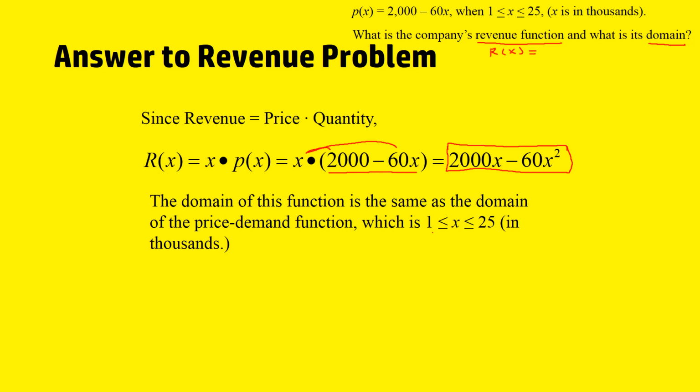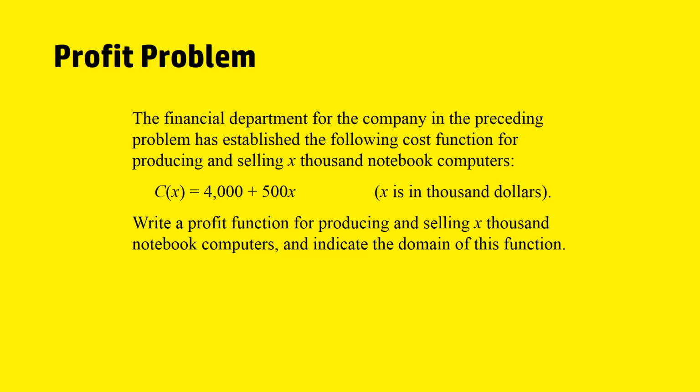And then they say domain. Well, it's still going to be the same. Financial department for the company in the preceding problem has established the following. So here you've got the same geeks upstairs doing work. And they came up with this way of relating cost and units in thousands. Apparently it's a linear function. Following cost function for producing and selling X thousand notebook computers. So that's a cost function.